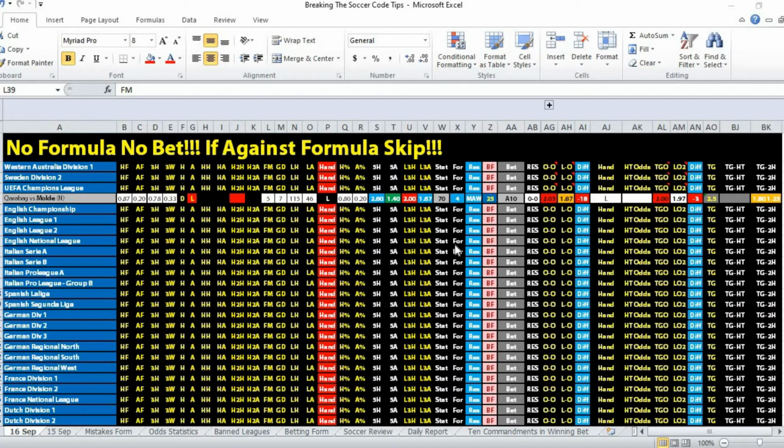So full time the result was 0-0, and then Molde actually went on to win in penalty kicks, right? So basically this match we just managed a draw.